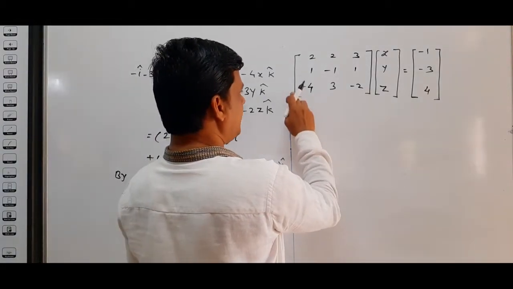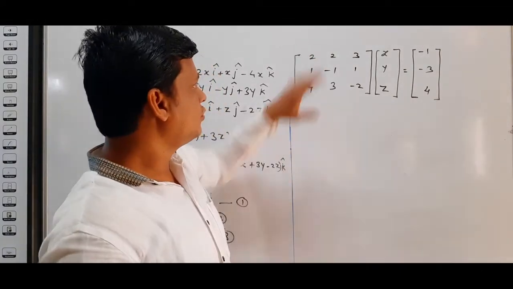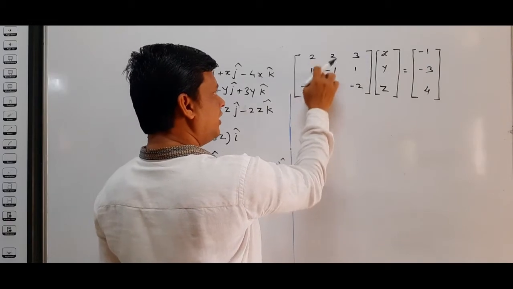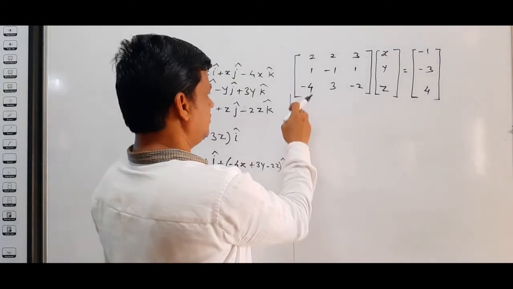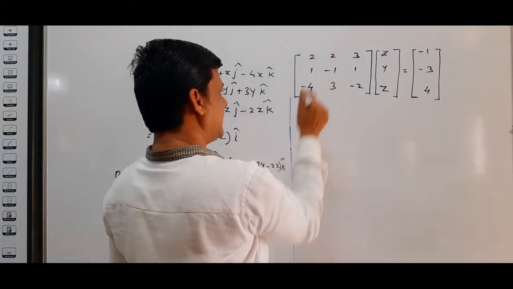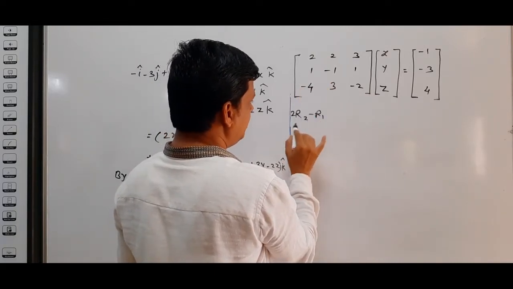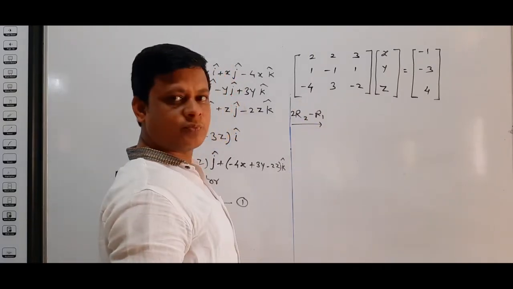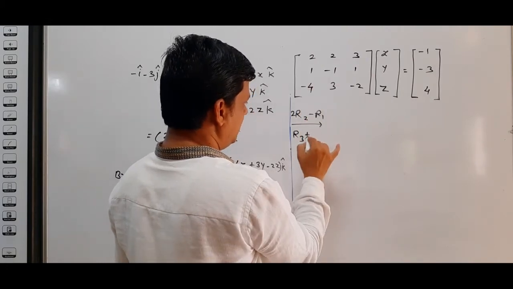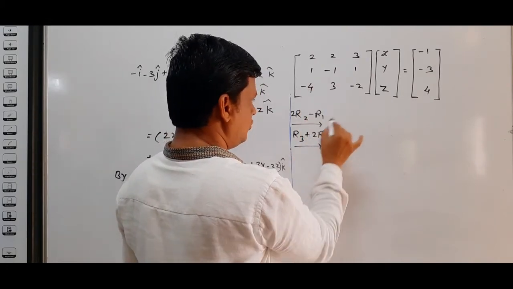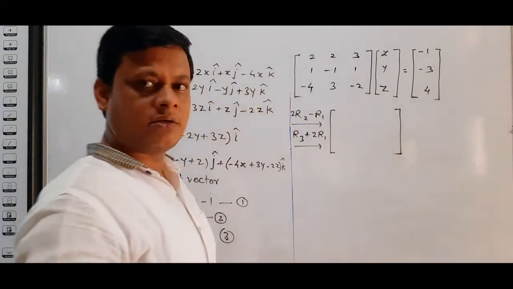So we reduce this matrix into an upper triangular matrix or lower triangular matrix. Here in place of 1 we require 0, and in place of -4 we require 0. So we write 2 times R2 minus R1, and R3 plus 2 into R1. These two elementary transformations we use for reducing it.